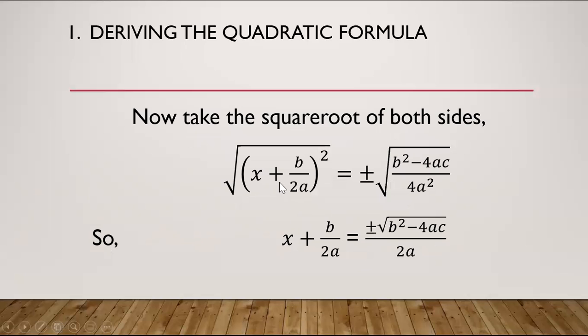So in this next step, I take the square root of both sides. And the square root of something squared, those two operations cancel, leaving x plus b over 2a. And over here, I can take the square root of the denominator, but not the numerator. So I leave a square root in the numerator, and the square root of 4a squared is 2a. So you're seeing it start to shape up now.